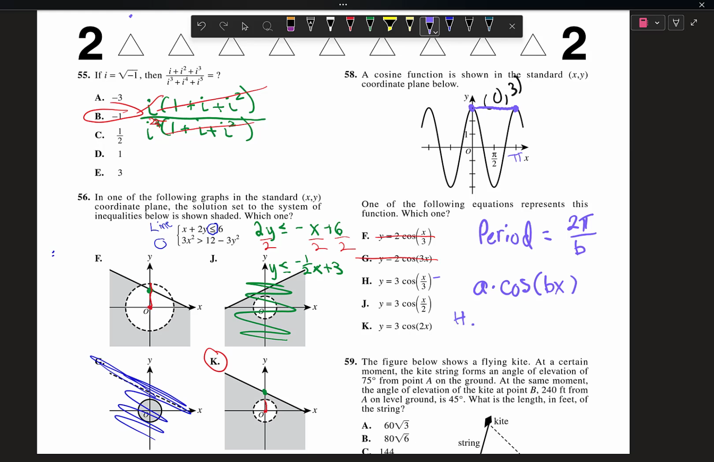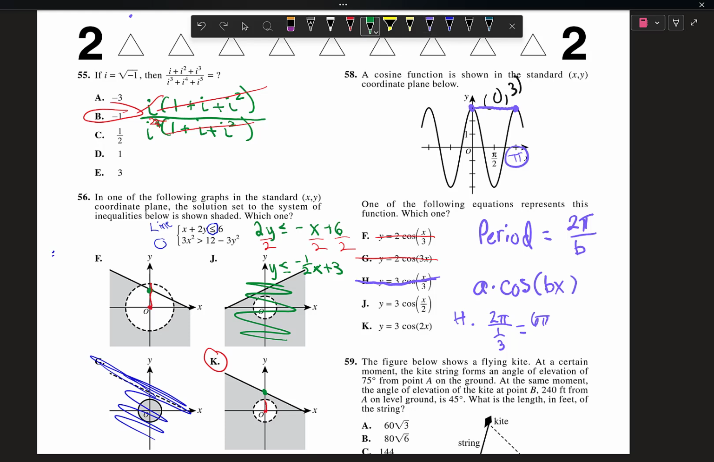So choice H, the b value is 1/3. So 2 pi divided by 1/3. It's the same thing as 2 times 6. So the period for H is 6 pi. Not right, because again, we need it to be just 1 pi.